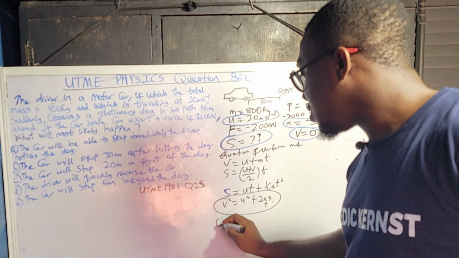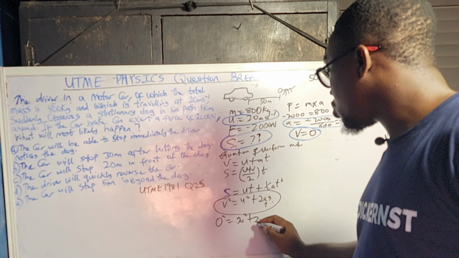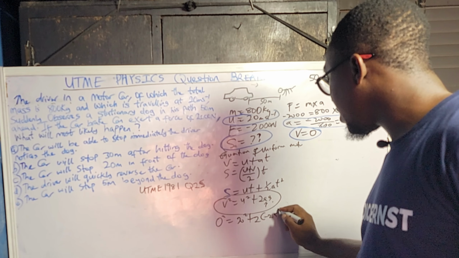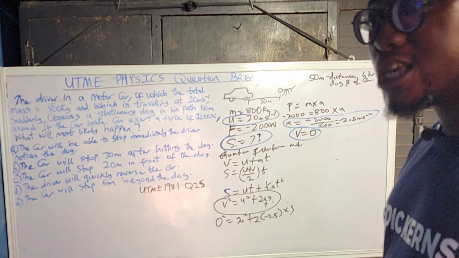As simple as that. V is what? 0 squared. U is what? 20 squared plus 2. Your A is what? Minus 2.5. Then times what? Times S. You make S the subject of the formula.